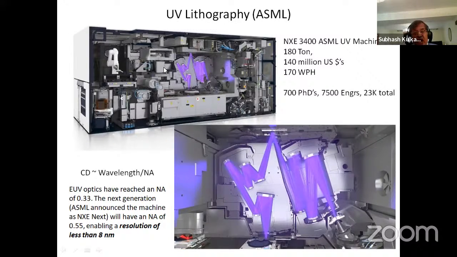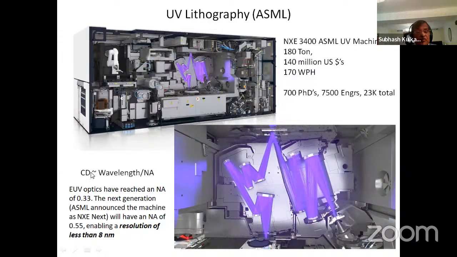This company is very high tech. This has 700 PhDs. It has 7,500 engineers, 23,000 total. And this is the only one that is making this lithography machine for the smallest resolution that you can possibly get. Nobody else can compete with this. They do not have the know-how. So we are at the mercy of this company to make silicon chips from here on.